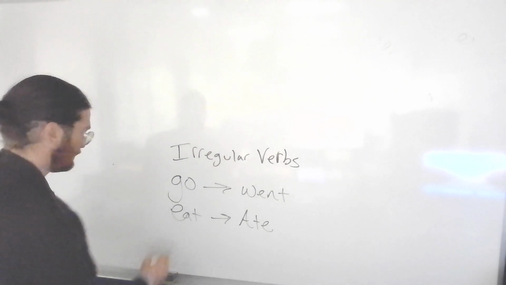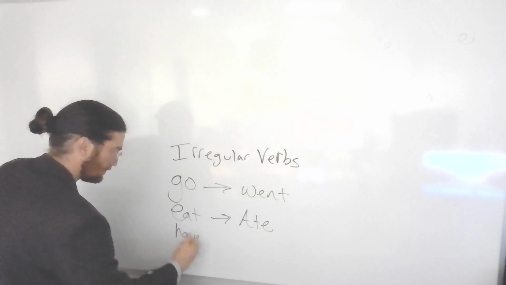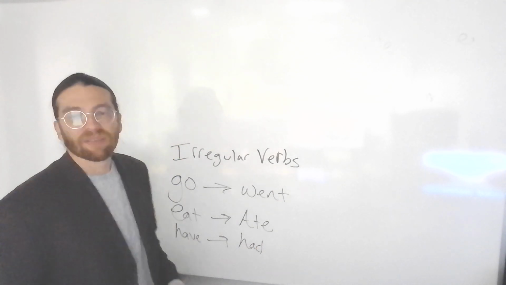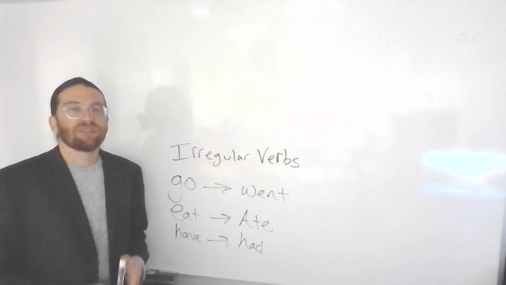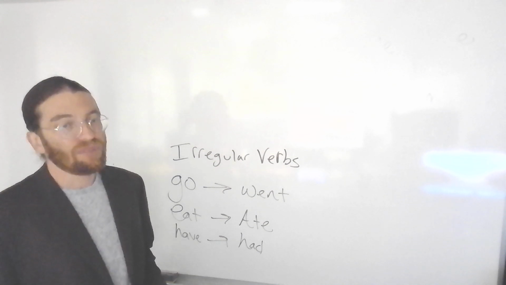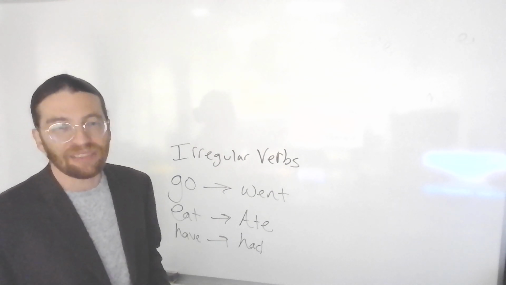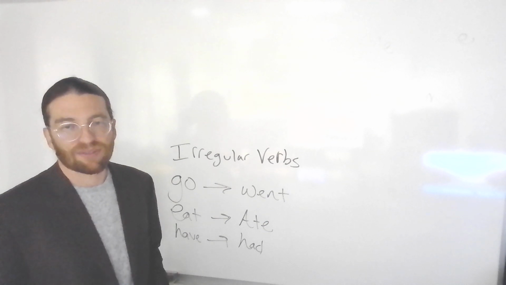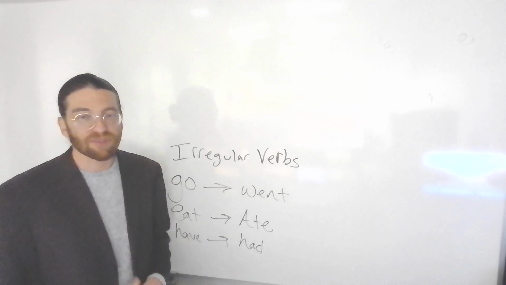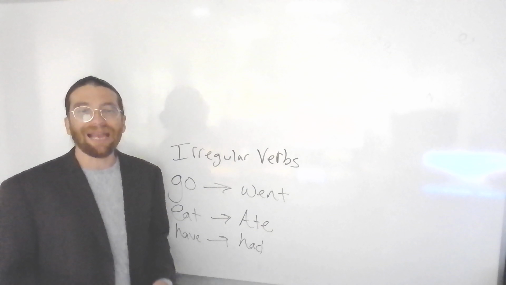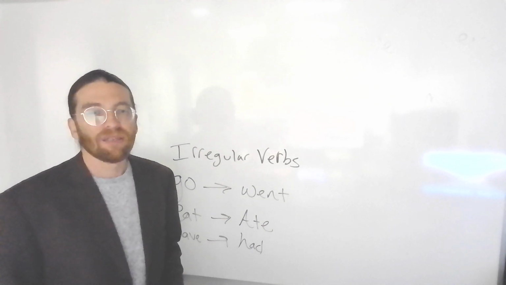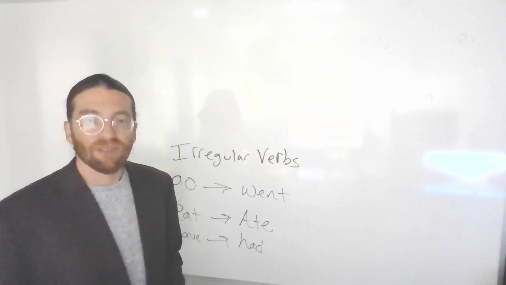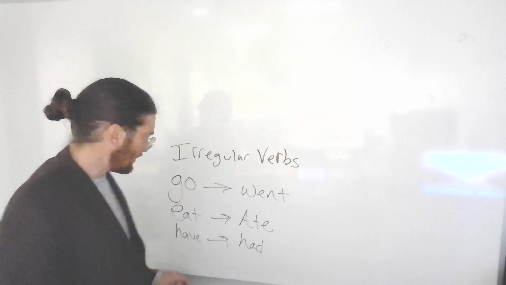Have becomes had. These are irregular verbs because you do not add ed to make the simple past tense. Some example sentences could be, we had a meeting, or he went to school. All right, let's practice.